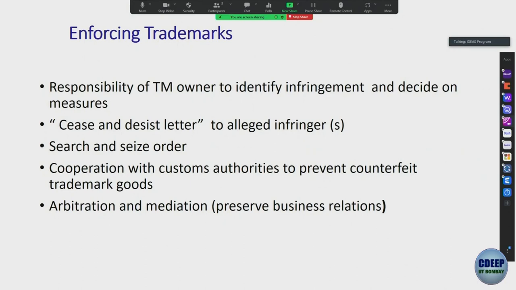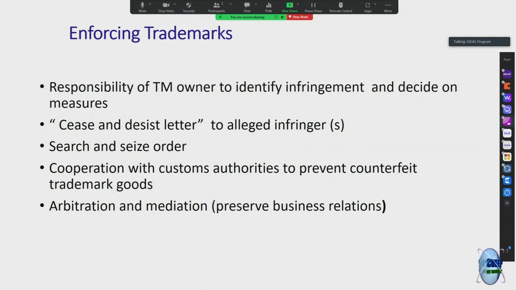Again, how do you enforce? Like all IP rights, it is your responsibility to identify infringement. A lot of people think that IP rights are granted by the government, so it is the government's job to police. It is not the job of the government. It is your asset, you have to police. When you buy a plot of land, you put up a fence, you keep a watchman. The government registers it in your name, but policing is not the government's job. So, it is your responsibility to identify infringement and decide what you do.